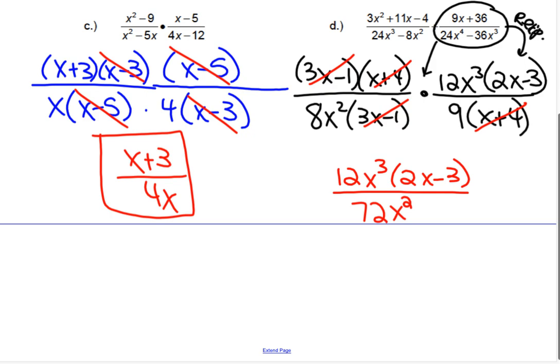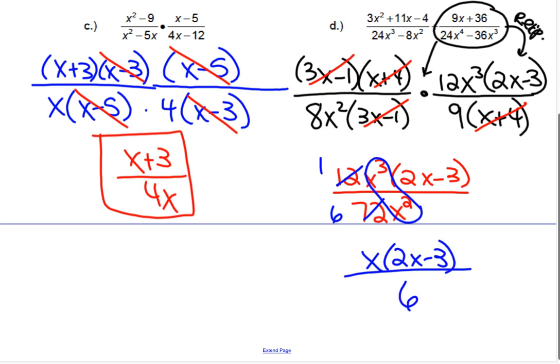Okay, so continue reducing things. 12 goes into 12 once, 12 goes into 72 6 times. I have x cubed divided by x squared. That's going to leave me with just an x on the top and 2x minus 3, all over, all I ended up with on the bottom was a 6. So we get x times 2x minus 3 all over 6. If you want to go ahead and distribute that numerator and say 2x squared minus 3x over 6, that would be fine as well.